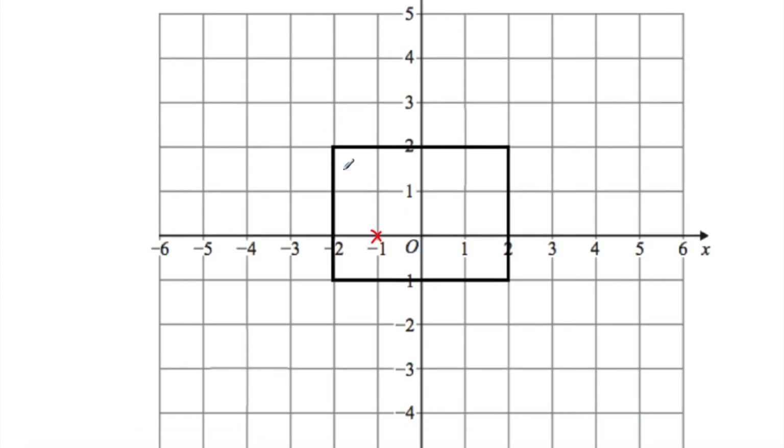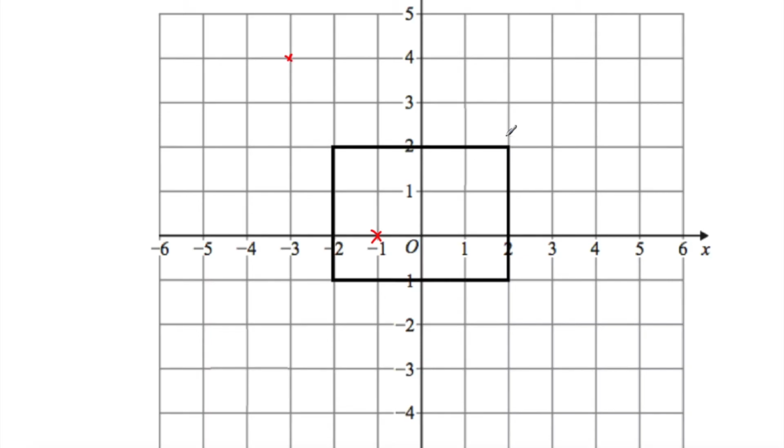So let's do that. Okay, so to get to this point from the center of enlargement, we would go 1 to the left and 2 up. So instead of going 1 to the left and 2 up, we're going to double it, and we're going to go 2 to the left and 4 up. So 2 to the left, 1, 2, and 4 up, 1, 2, 3, 4. So that would be there.